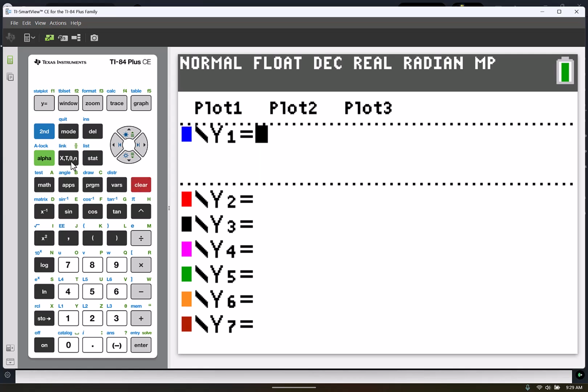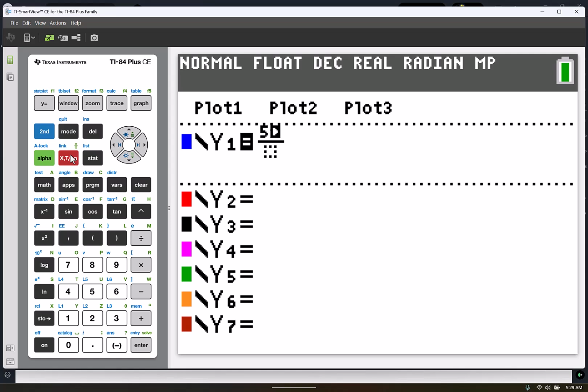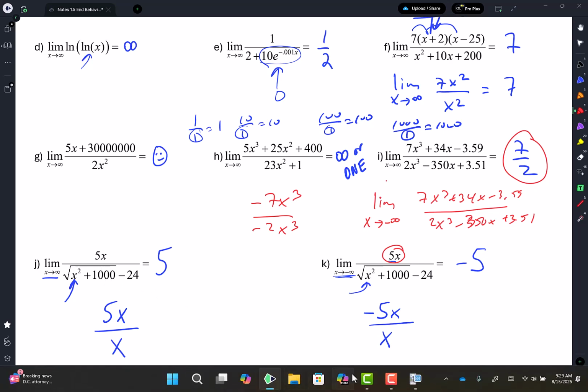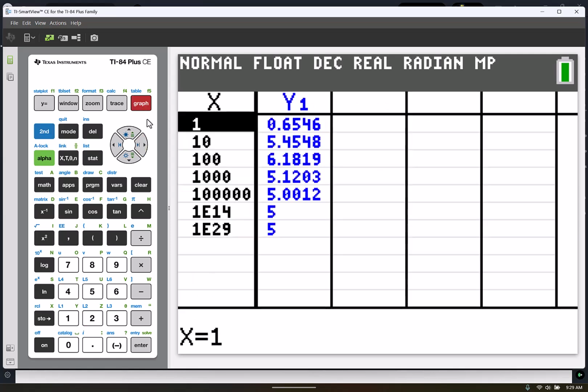I already forgot what I had in the numerator. So what was it? 5x, right? And then in the denominator, I had the square root of x squared plus what? Plus 1,000? That was it? Just that? Let me look at it. Oh, minus 24 on the outside. Okay, got it. Sorry, guys. Minus 24, like that. So check it out. Second table. There it is.